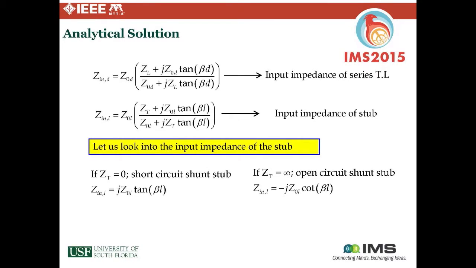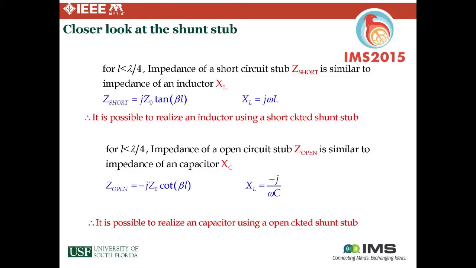This is the input impedance of just the stub by itself. If it's a short-circuited stub, this reduces to jZ0 tan βL. If it's an open stub, it's minus jZ0 cot βL. This jZ0 tan βL can be equated to a jωL to represent an inductive component, and the open stub can be equated to a capacitive type of behavior.